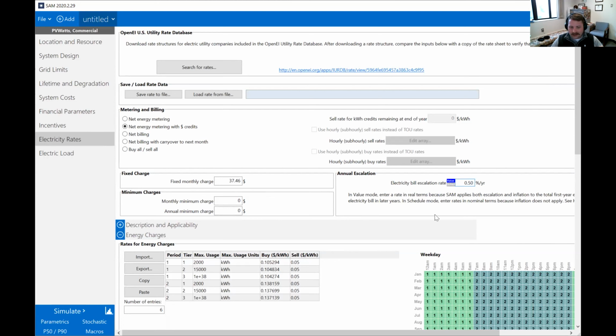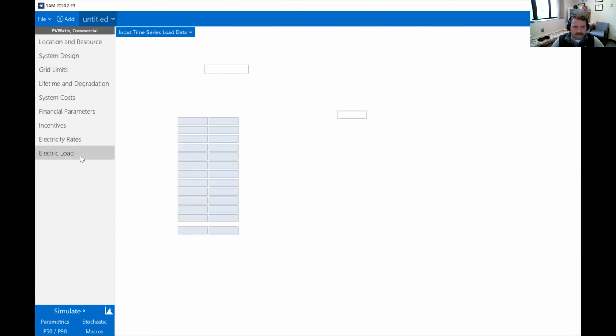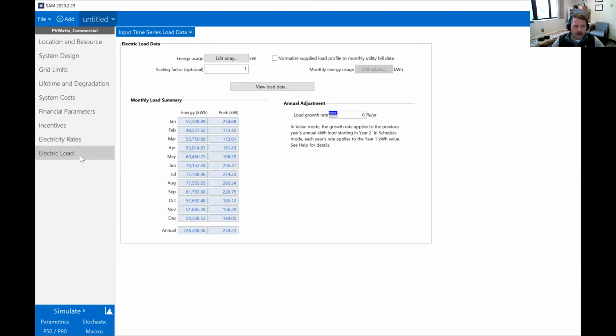But remember, those two are additive. The economy plus this is added together. So we don't want to put in 6%; let's say we put in 2.5% here. We're actually inflating the cost of that electricity at 5% because it's additive to the actual inflation. Now we're going to go to the load.